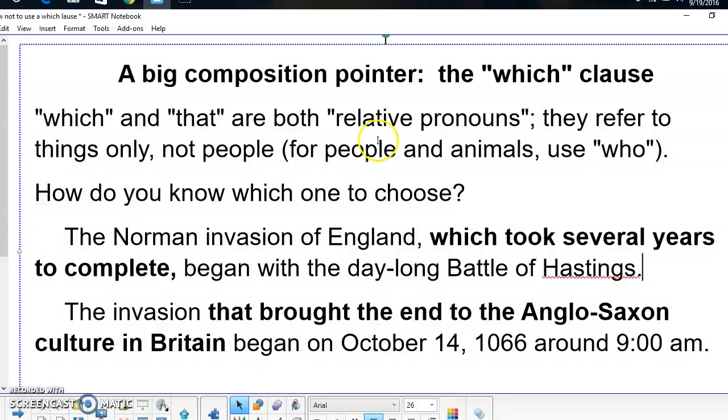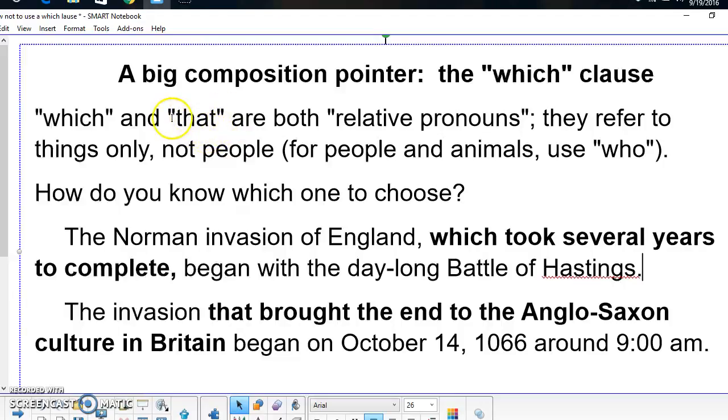In this recording, we're going to take a look at the problem of the which clause for your writing. Before we even look at some examples in writing, we have to understand what which is. So which and that are essentially the same word. They're both relative pronouns. So what does that mean? On the pronoun side, it just means they're not proper nouns. They're pronouns that stand in for something else. And relative just means that they have meaning in relationship to something else in the sentence.